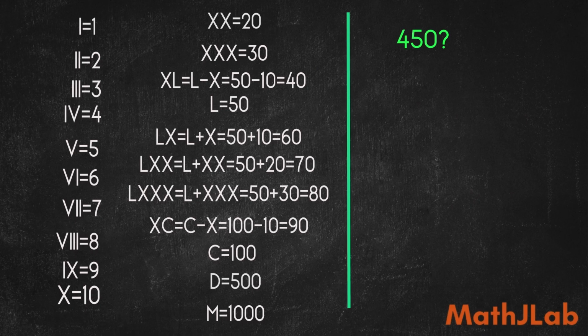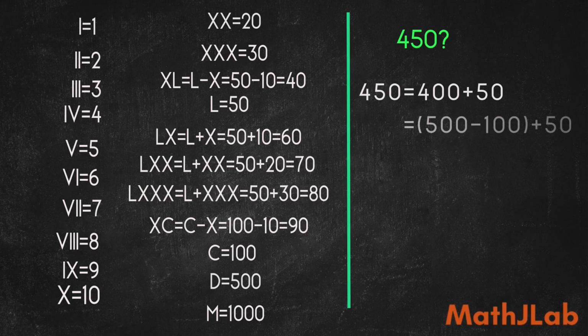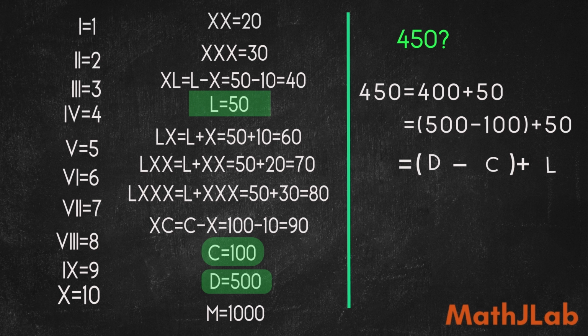Now, for 450, we can write it as 400 plus 50. For 400, there is no Roman number. So, we can write 500 minus 100. We have D for 500, C for 100 and L for 50. As per the subtraction rule for D minus C, we can write CD. Apply the addition rule, we can write CD plus L as CDL. That is, 450 is CDL.